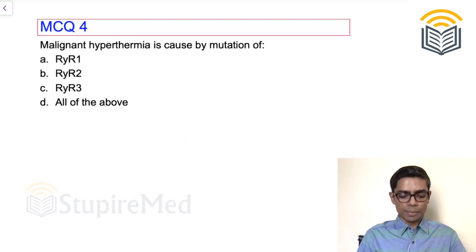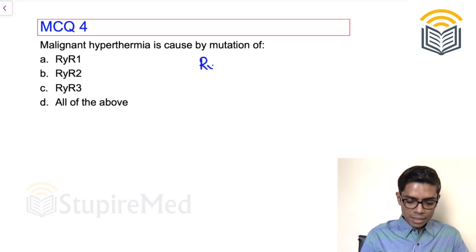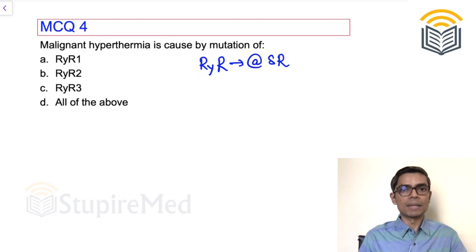Now question number 4. Malignant hyperthermia is caused by mutation of. So all of you know that malignant hyperthermia is nothing but mutation of the ryanodine receptor channel. This ryanodine receptor channel is present at the level of sarcoplasmic reticulum, and due to mutation, the channel becomes hypersensitive. There will be huge amount of opening of this channel, and huge calcium will influx into the cytoplasm, which leads to heat production, and that will produce malignant hyperthermia.